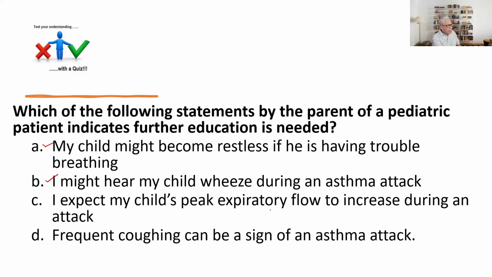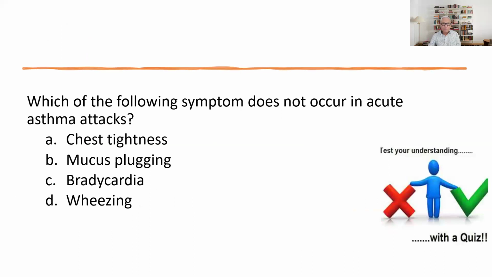"I expect my child's peak expiratory flow to increase during an attack." When you have bronchoconstriction, you will have a decrease in your ability to exhale, and therefore there will be a decrease in the peak expiratory flow. And we'll talk more about peak expiratory flow in a little bit. So this is an incorrect statement, but "frequent coughing can be a sign of an asthmatic attack" is a correct statement. So letter C is the best response.